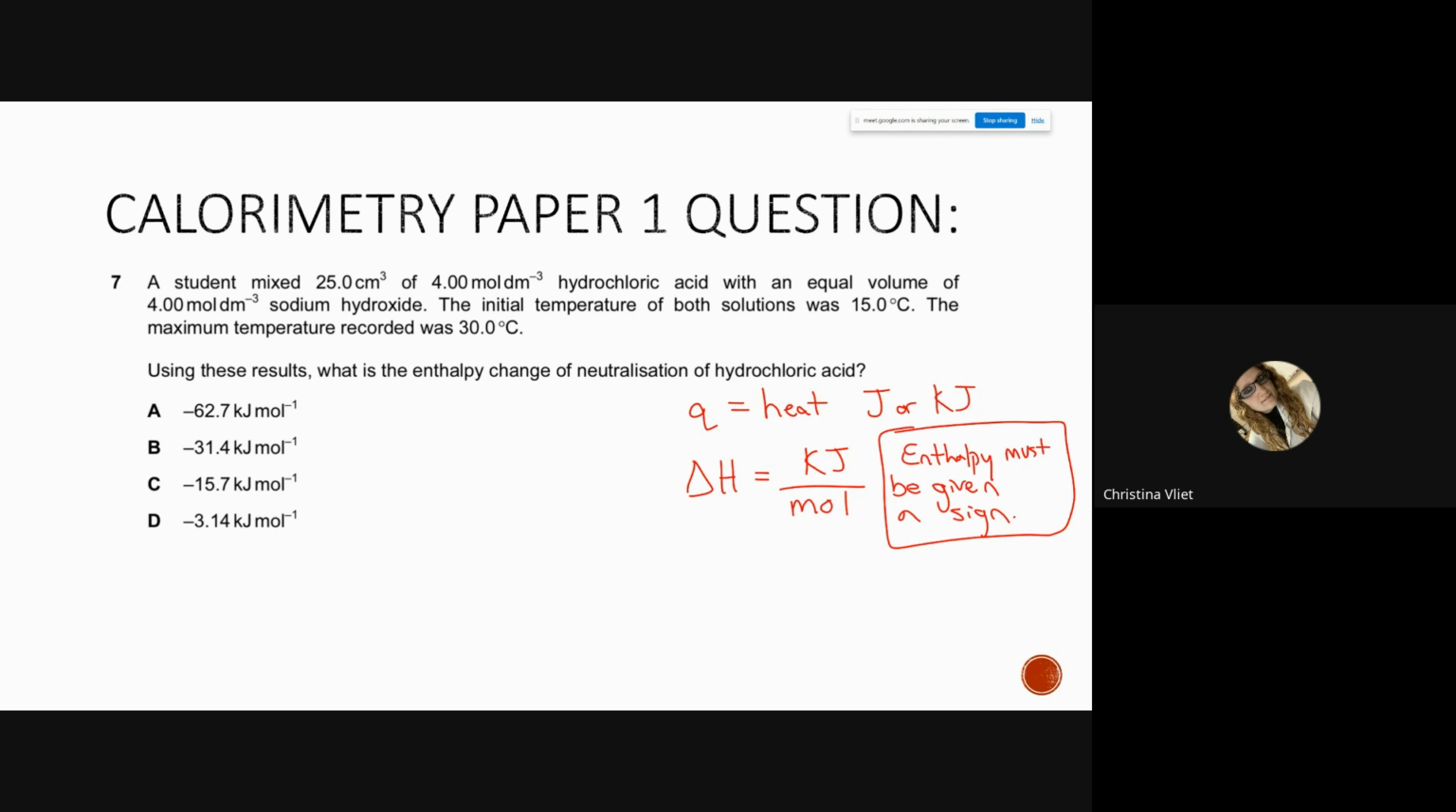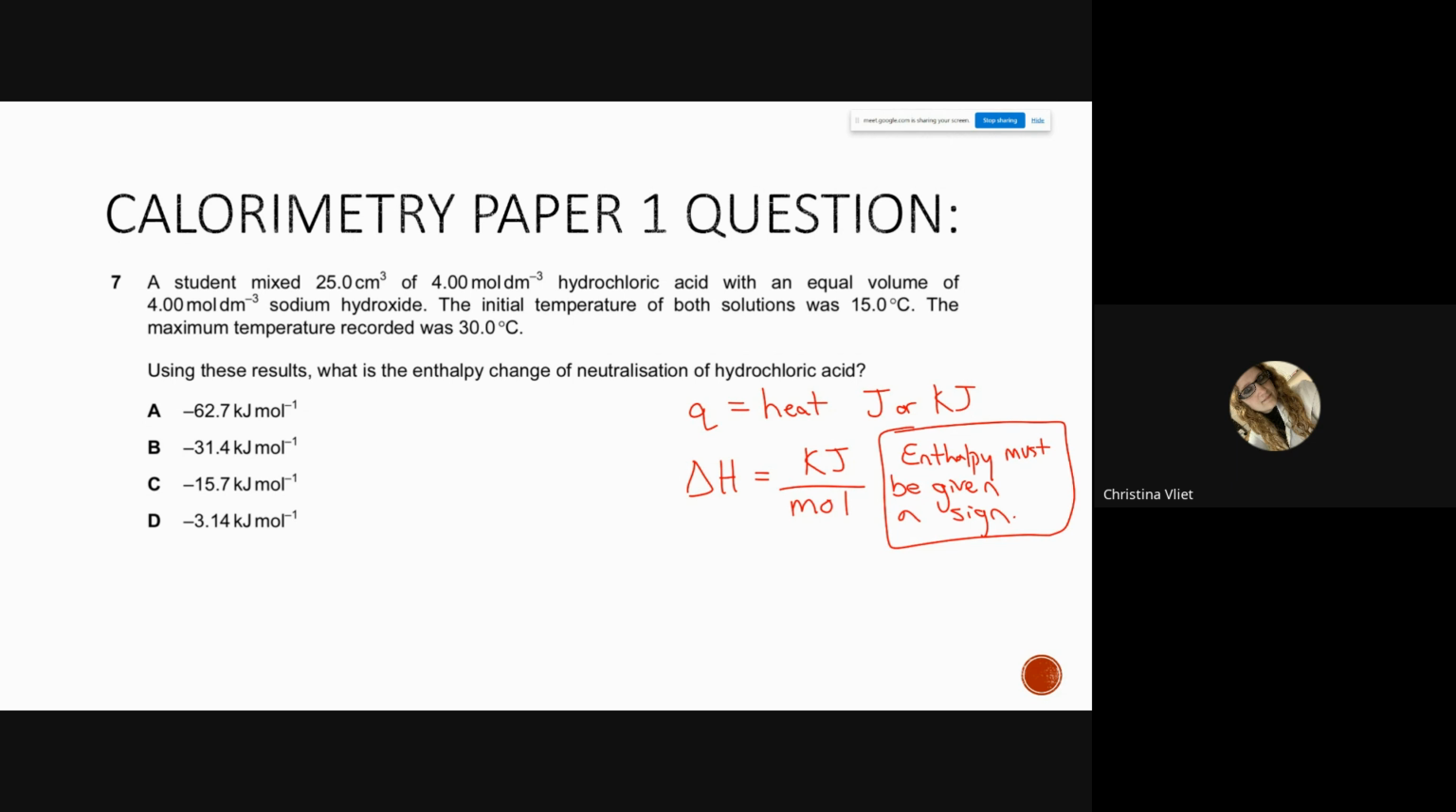Paper 1. Student mixes 25 centimeters cubed of 4 molarity hydrochloric acid with the same amount of sodium hydroxide. The initial temperature of the solutions is 15. The maximum temperature is 30. Using these results, what is the enthalpy change of neutralization of hydrochloric acid?